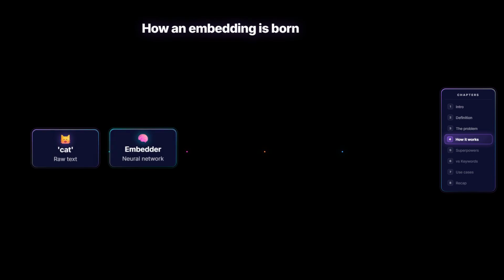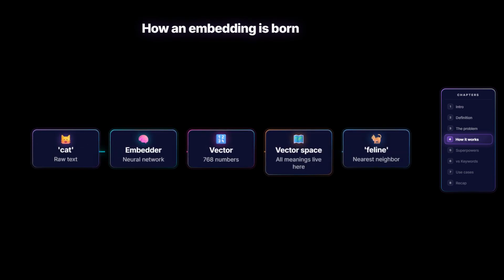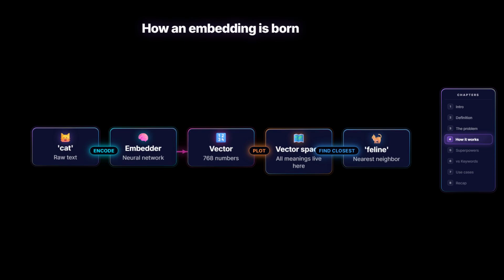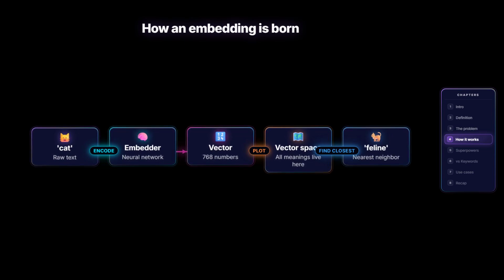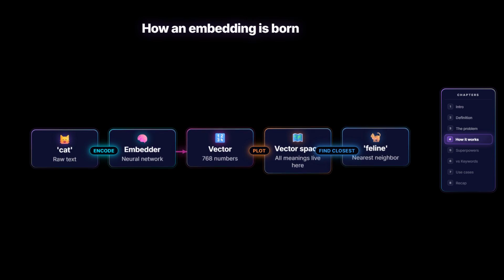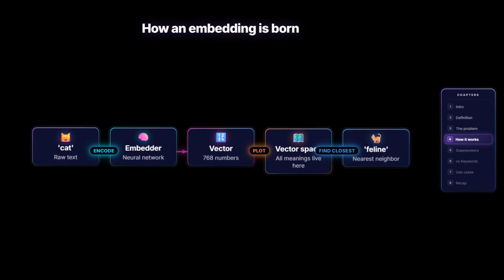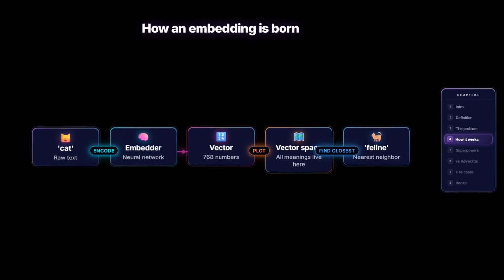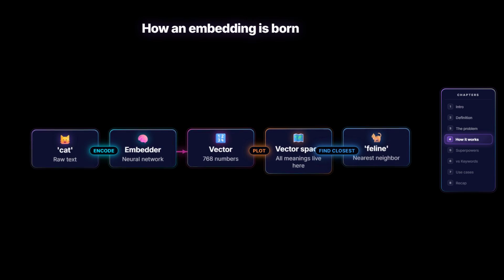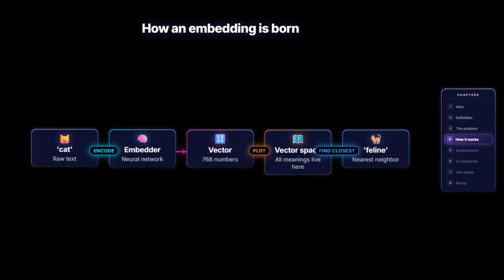Here is how an embedding is born. You give a word, say cat, to an embedder, a neural network. It outputs a vector, a list of hundreds of numbers. That vector lives in a high-dimensional space alongside every other word. The nearest neighbor to cat is something like feline, because their meanings are close.